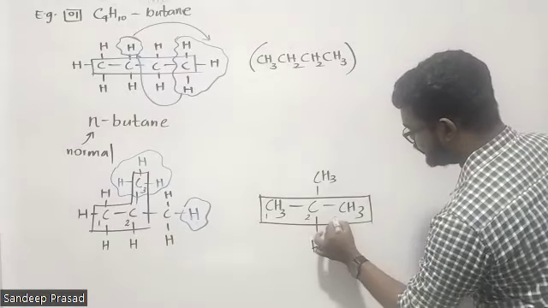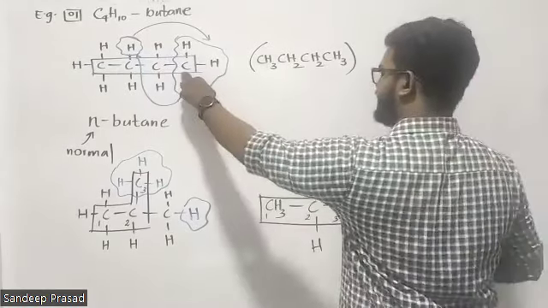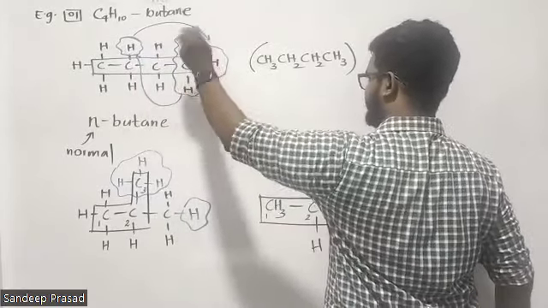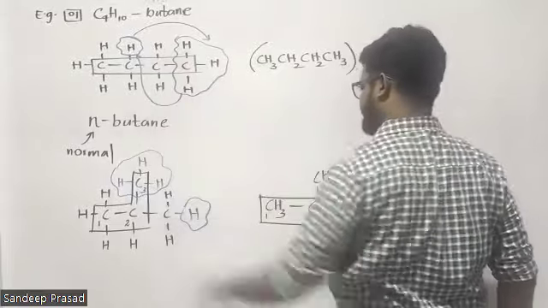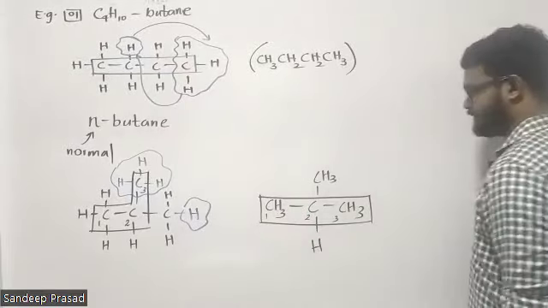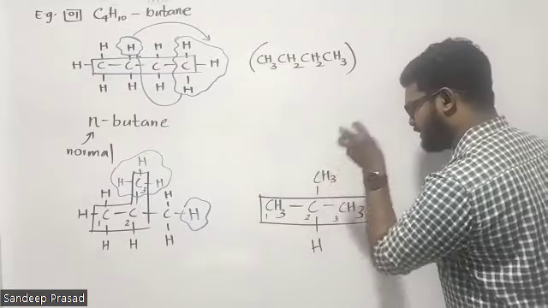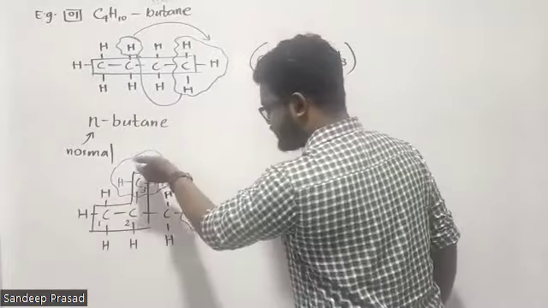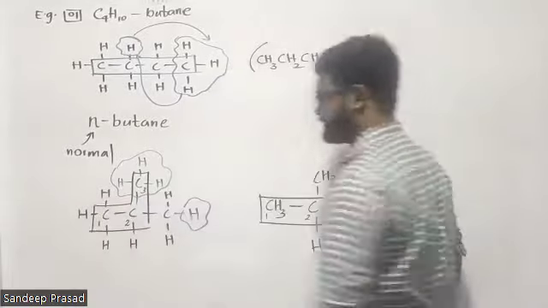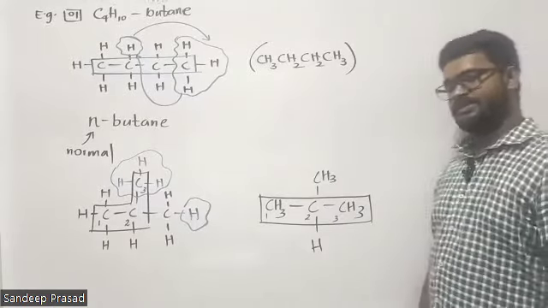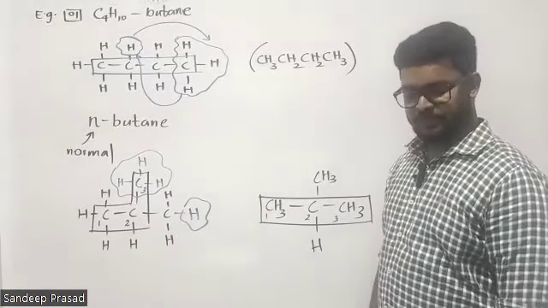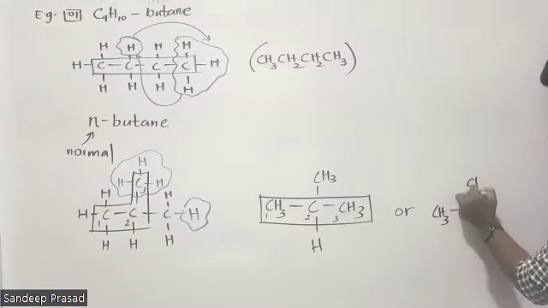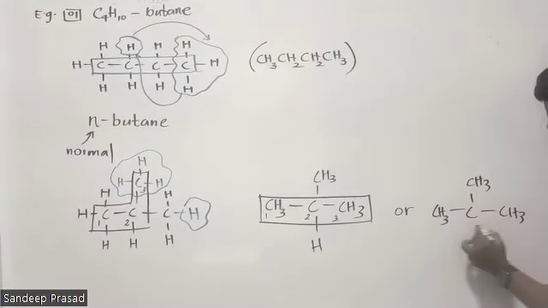1, 2, 3. Linearity. There were four carbon atoms in the parent carbon chain. This is known as the parent carbon chain. Now we have only three. The remaining carbon atom becomes a branch. You can take either this kind of L shape, or this kind of straight line. Whatever you wish, it doesn't matter. Or else we can take CH3, C, CH3, CH3.